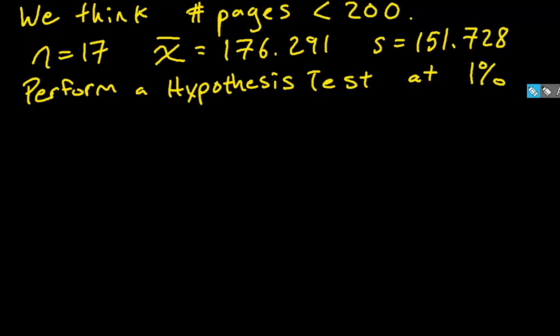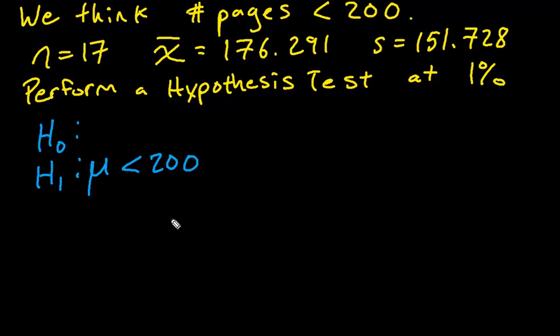Right, so we would start. Our first step, of course, is setting up our null and alternative hypotheses. Usually the alternative is a bit easier to figure out, right? We are claiming that the average number of pages in a book is less than 200. So that is our claim. That's our alternative hypothesis: mu less than 200.